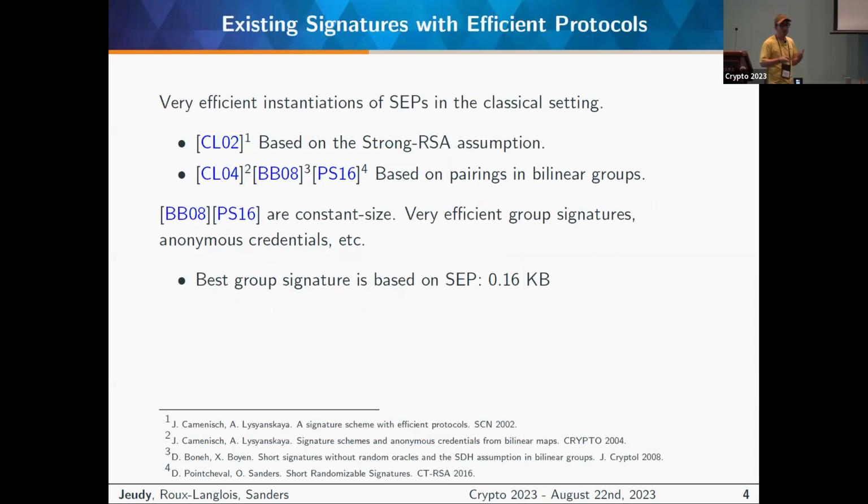The answer to both questions is yes. In the classical setting, we have very efficient instantiations of SCPs. The first ones based on the strong RSA assumption, and then later ones which have greatly improved over the years based on pairing-friendly groups. And these lead to very efficient group signatures, anonymous credentials, and all of the things that I presented before. And as a frame of reference, the best group signature to date, which is standardized at ISO, is based on an SCP scheme, and its size is 0.16 kilobytes. So if you compare to a regular ECDSA signature, which is 64 bytes, it's only 3 times as big.